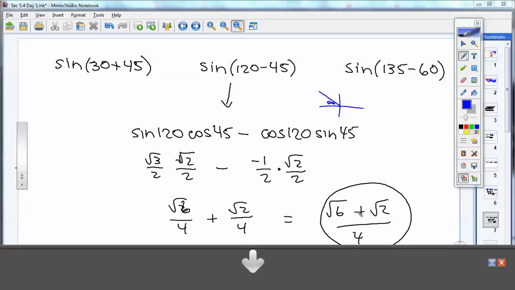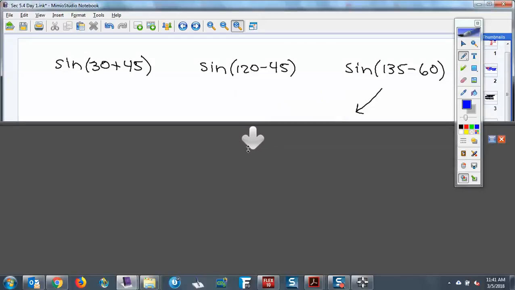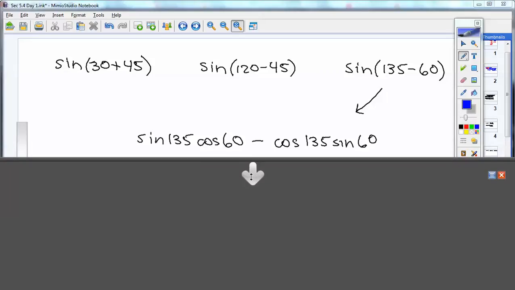And again, it doesn't matter if we go root 6 plus root 2 or root 2 plus root 6. So that is the same as what we got on the other side of the room. Okay? What about you guys over here? Shouldn't you be getting the same thing? We better be, right? All three of these are sine of 75 degrees, right? So we better be getting the same thing. Okay, but this is how this looks. So we're going to take that, it's going to be sine 135, cosine 60, minus cosine 135, sine 60.